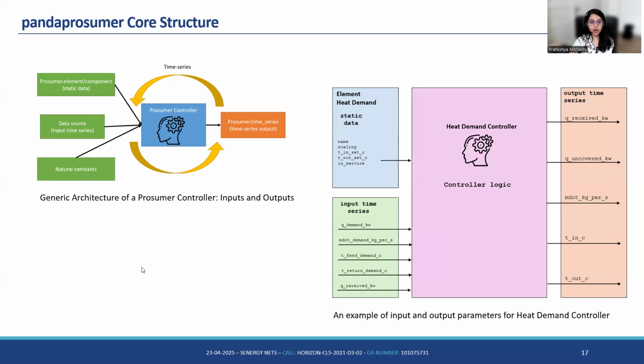And what is embedded inside the controller is its own control logic. So it takes these inputs and then runs its control logic, and what it gives out is a time series output. As an example, on the right, we have a simple heat demand controller showing very specific static and time series data for this specific controller, as well as its time series outputs.